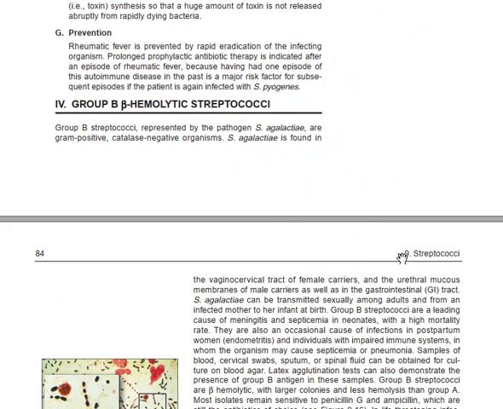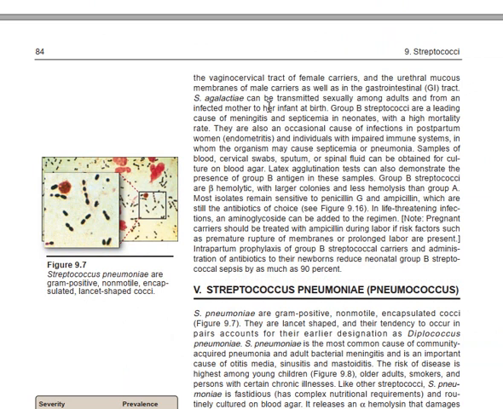Now, group B beta hemolytic Streptococci is the next group. You need to know that Streptococcus pneumoniae are gram-positive, non-motile, encapsulated, and lancet-shaped cocci. So this is how Streptococcus pneumoniae resemble. This is a picture of Streptococcus pneumoniae. It's an example of a group B Streptococci.